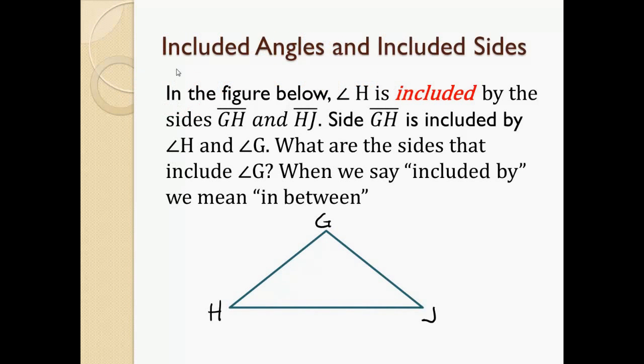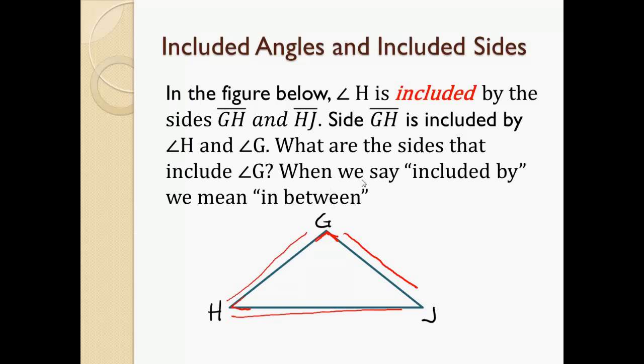All right, so let's start off with included angles and included sides. In the figure below, angle H is included by the sides GH and HJ. So angle H, which is right here, is included by this and this. Side GH, this right here, is included by angle H again and angle G. What are the sides that are included by angle G? Well, we've got GH, we could also say GJ.